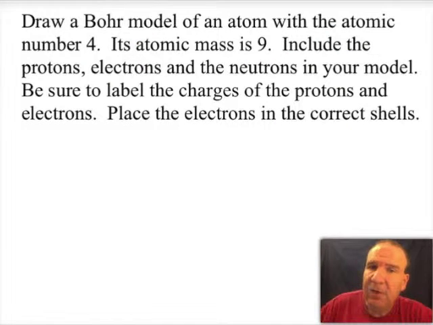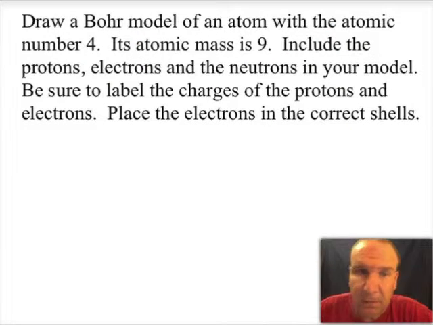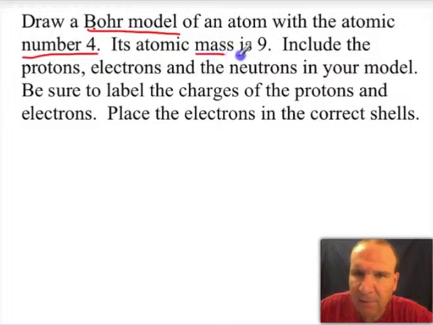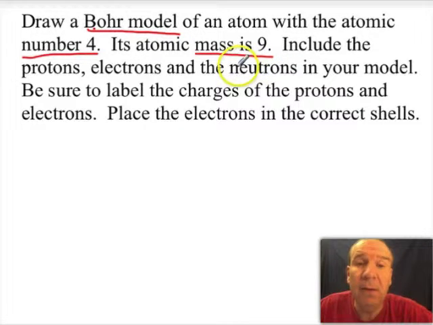On a test, you should be able to draw a Bohr model. For example, here is a Bohr model. It's got atomic number 4. Its atomic mass is 5. Include the protons, the electrons. So it's really important that you look at this information. One, you're drawing a Bohr model. Now the atomic number is going to be 4 and has a mass of 9. So you're going to need to know this.